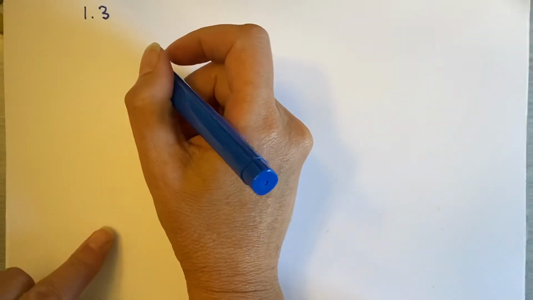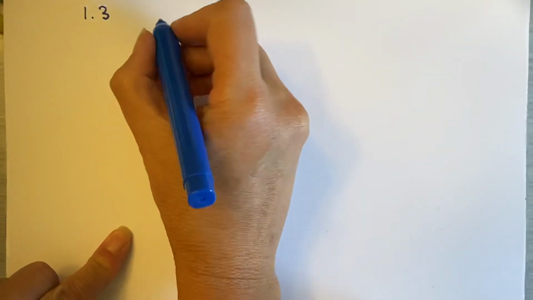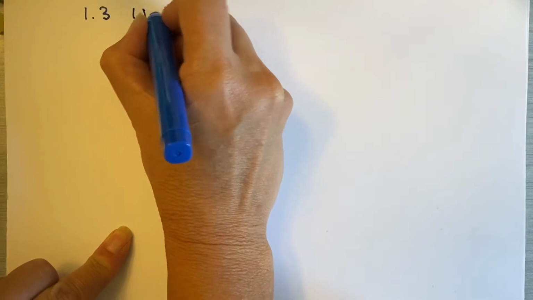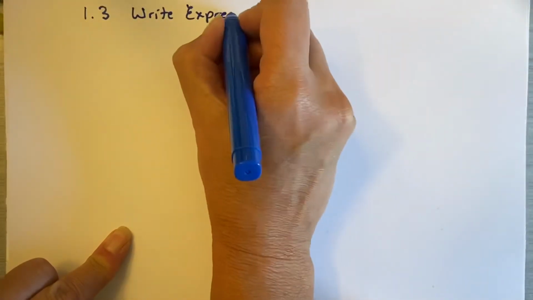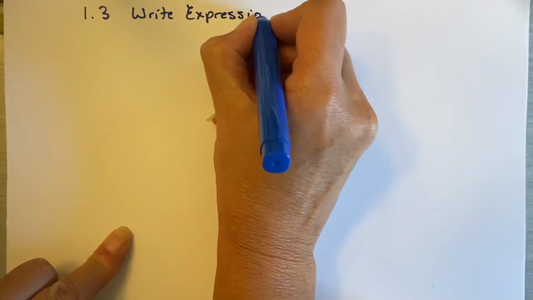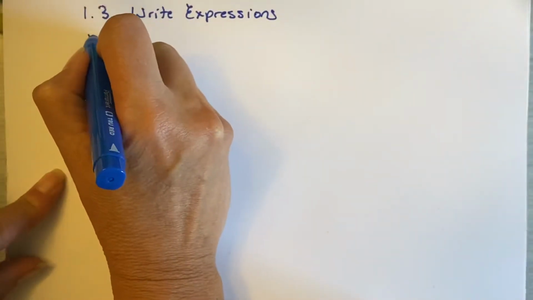All right, we're going to start with the second part of 1.3, writing expressions. I grabbed a better marker. We'll see if it makes things clearer. All right, I'm on example 2.